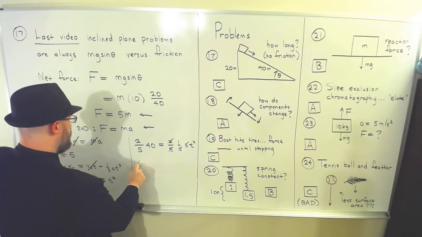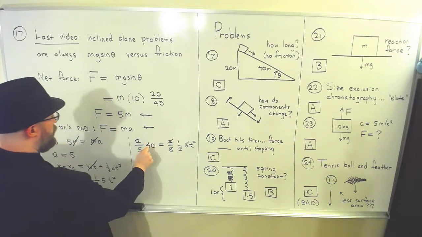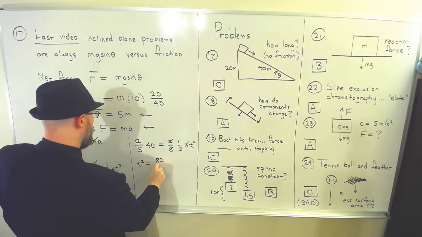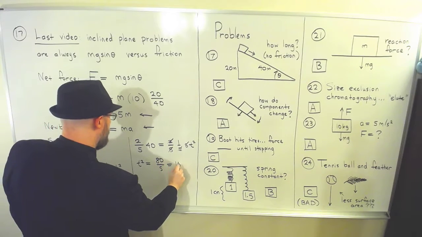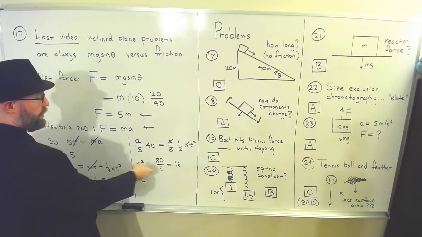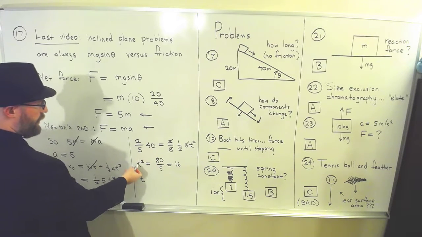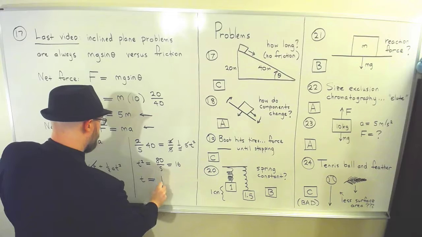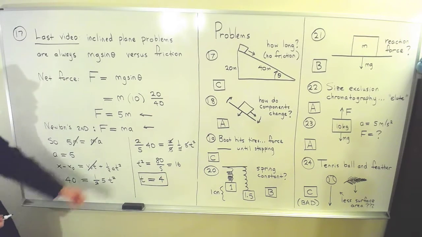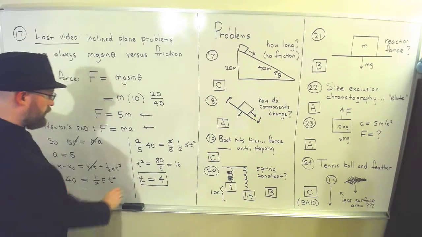So this says t squared equals 40 times 2 is 80 divided by 5, which is 16. And so t, you could say plus or minus 4, but you're not going to have a negative time here, so t equals 4. And that's your answer. And that comes out to be answer choice C on the problem.